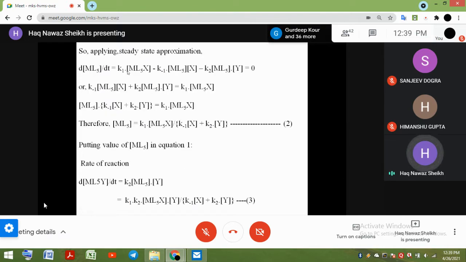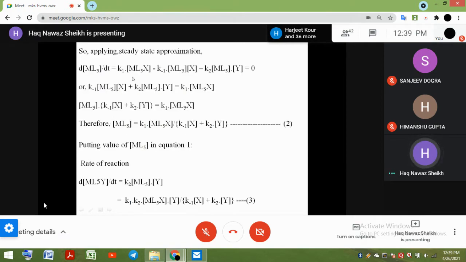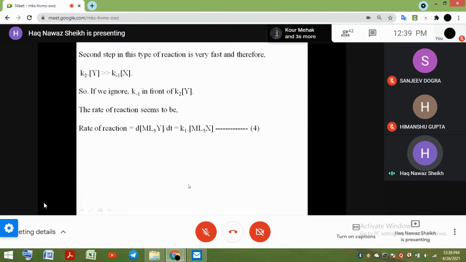Now we apply different conditions. If the second step, k2, is very fast compared to the reverse of the first step, then in the denominator you can neglect the reverse part, because k2 Y is very large. Then k2 and k2 cancel, Y cancels, and you are left with k1 into this. So it is a first order reaction. This is subject to the condition that the mechanism follows a first order reaction, where the reaction is happening in the first two steps.